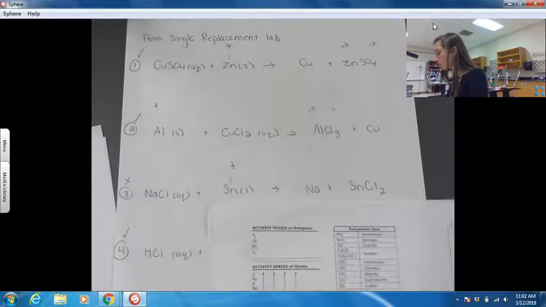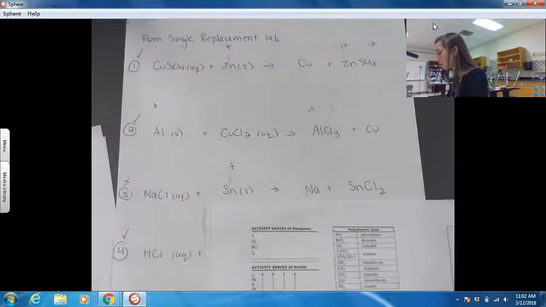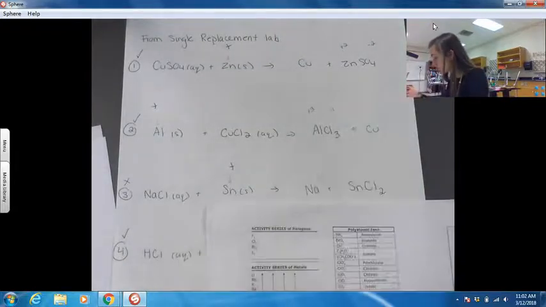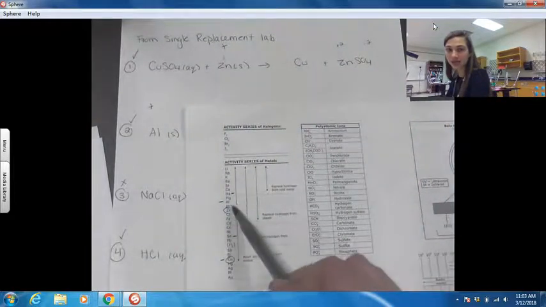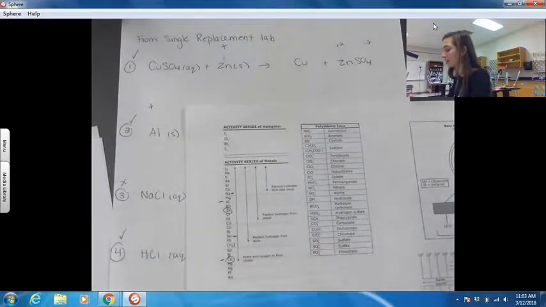Now let's look at one of them that did not occur. So sodium and tin. Sodium is up here, and that was in the compound, and tin is all the way down here. So what we can learn from this is that the reaction will only occur if the element that's by itself is higher up on the activity series.